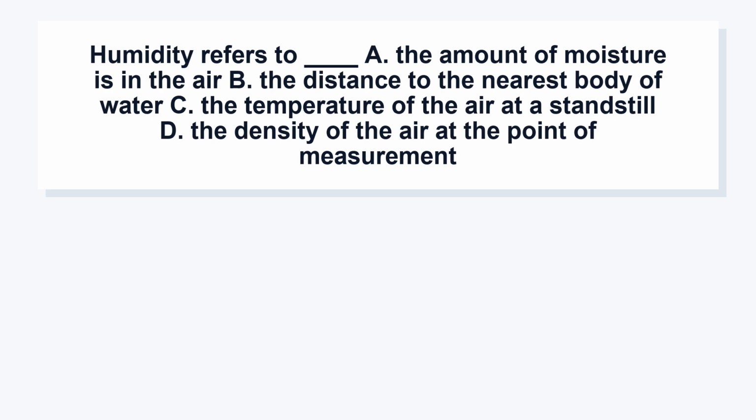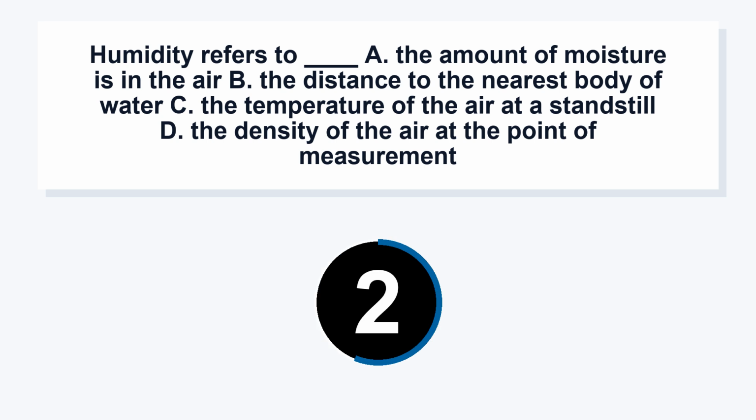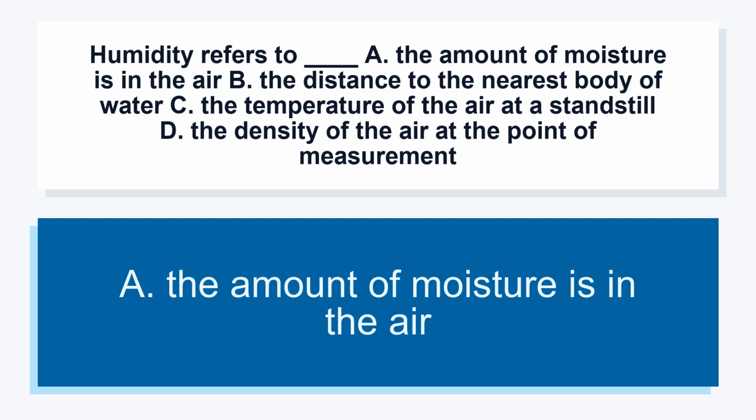Humidity refers to ________. A. The amount of moisture in the air. B. The distance to the nearest body of water. C. The temperature of the air at a standstill. D. The density of the air at the point of measurement. A. The amount of moisture in the air.